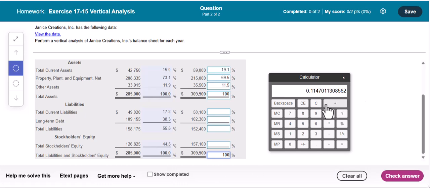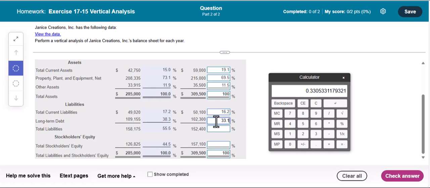Let's go ahead and clear this out and move on to total current liabilities. This is going to be 50,100, and that is going to be out of the total liabilities and stockholders' equity number of 309,500. So let's go ahead and divide that to get our percentage. That's 16.2% if we round that up. And then we'll do the same for long-term debt. We have 102,300 divided by the 309,500. That gives us 33.1%.